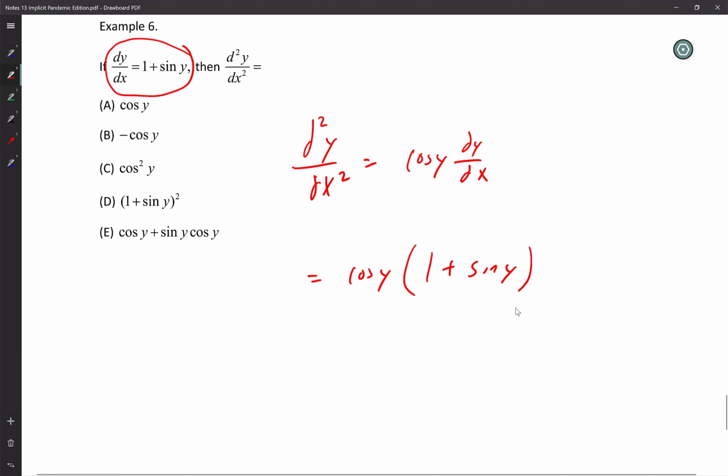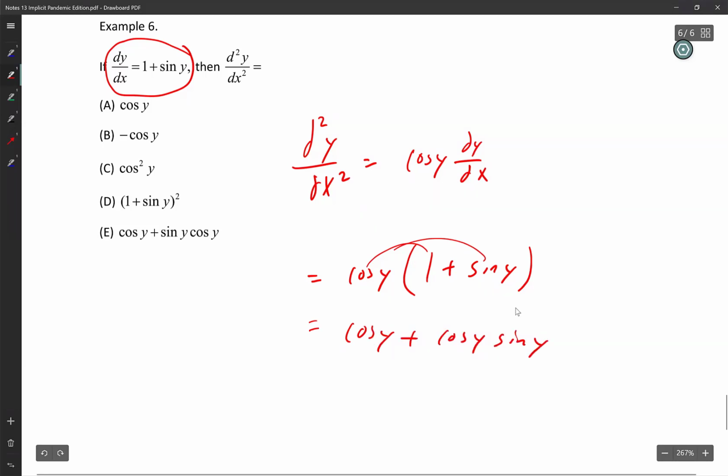Is that answer in there anywhere? I'm going to have to distribute it. It's in there, guys. Cosine y plus cosine y, sine y. Which one is it? E.